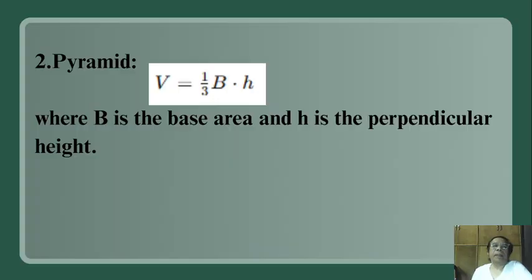And then, for the pyramids, the formula is V equals 1/3 B times the height. Again, B is the base area and height is the perpendicular height. When we say perpendicular height, that height forms 90 degrees.